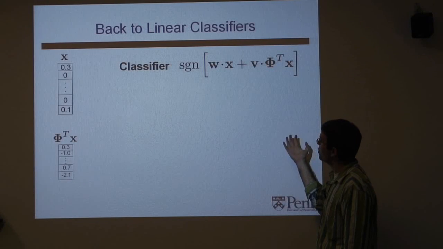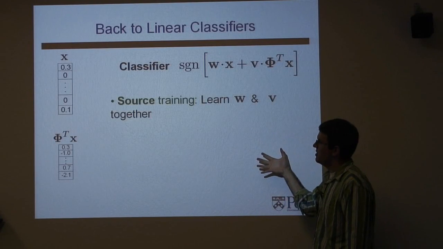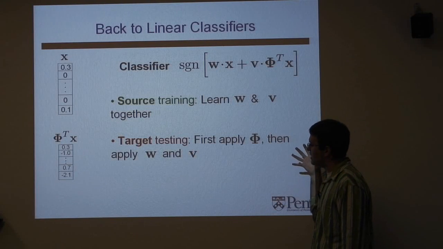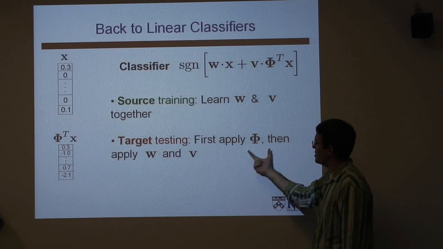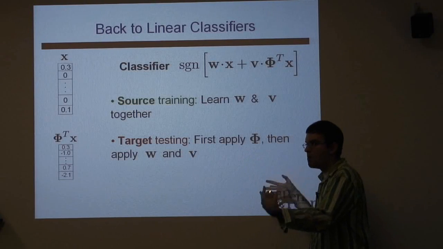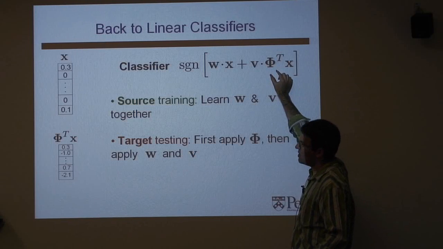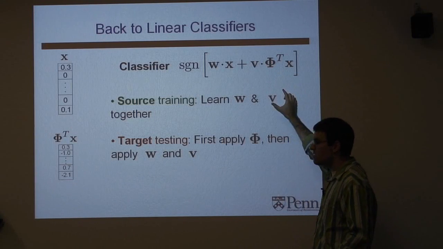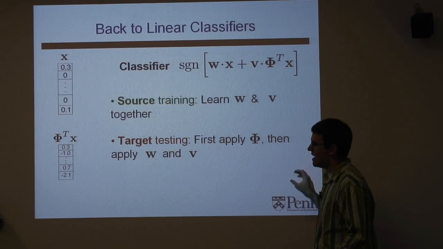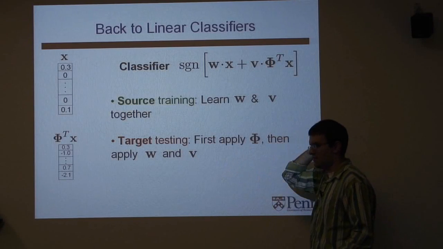At train time, we're going to learn w and v together. And at test time, the idea is to first apply phi and then apply w and v. And the hope is that, again, the representation we learn here, phi, is good for domain adaptation. And in that case, we'll be able to classify instances in the new domain using v.